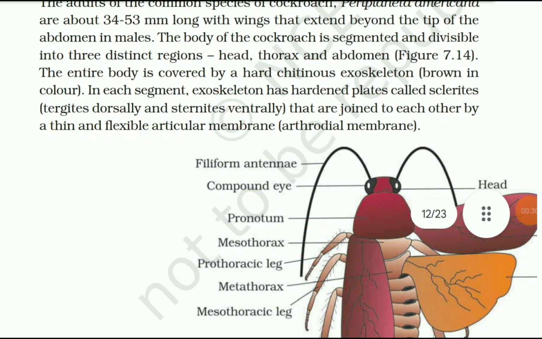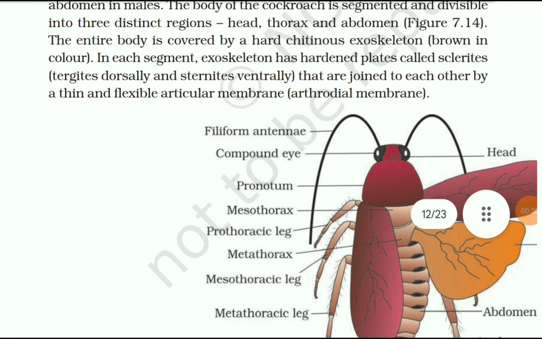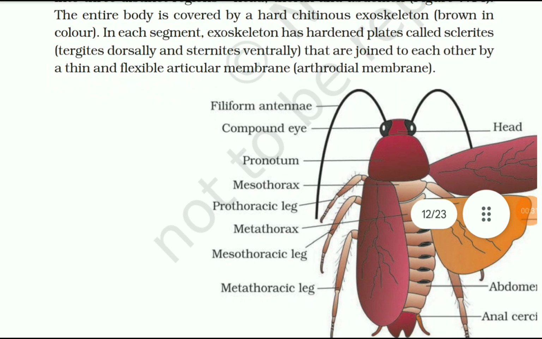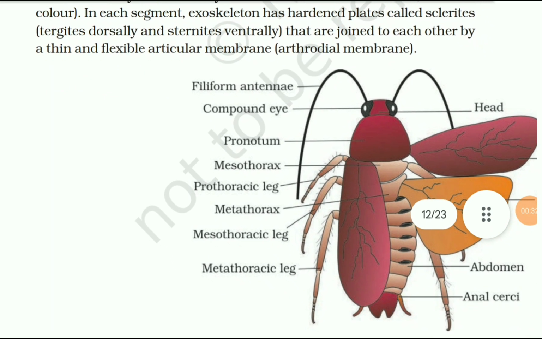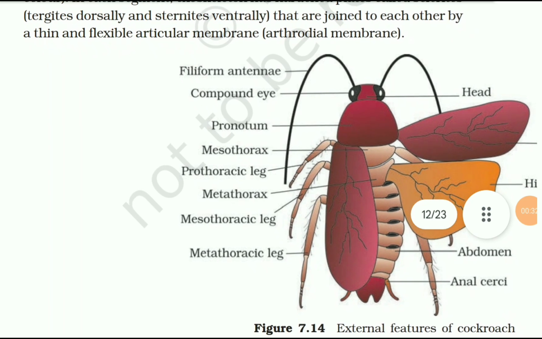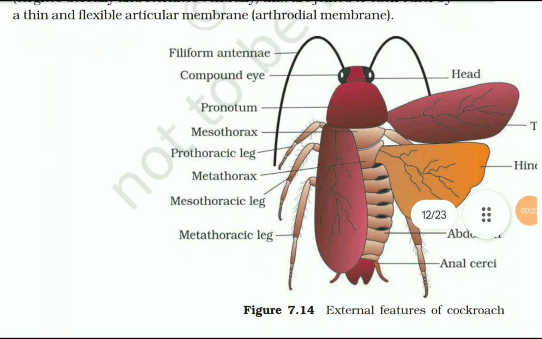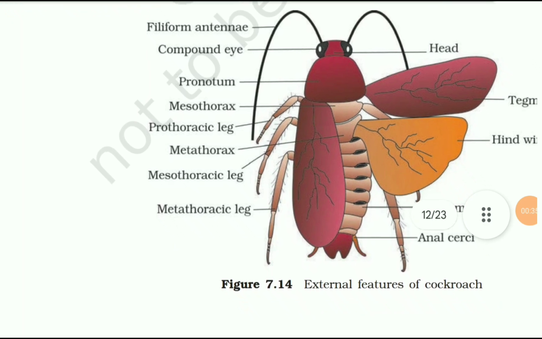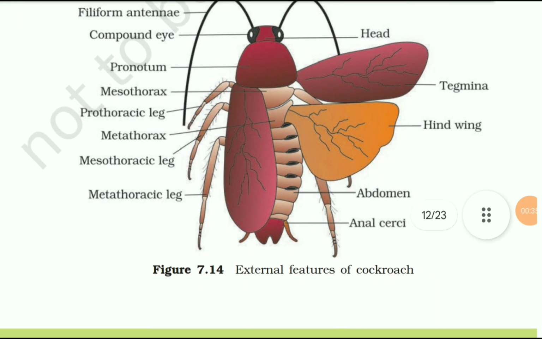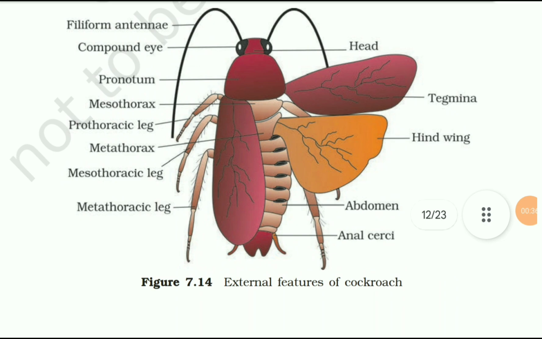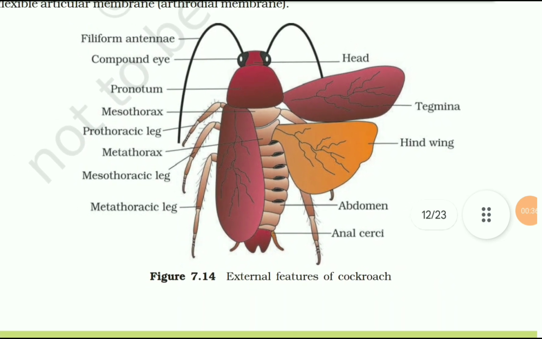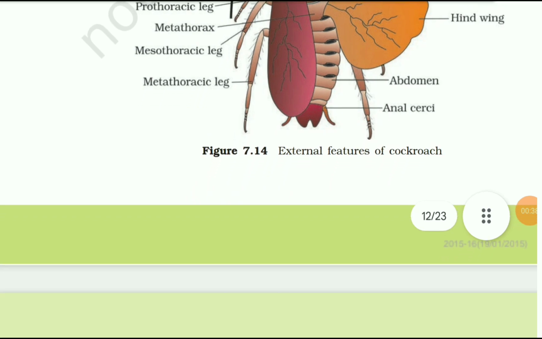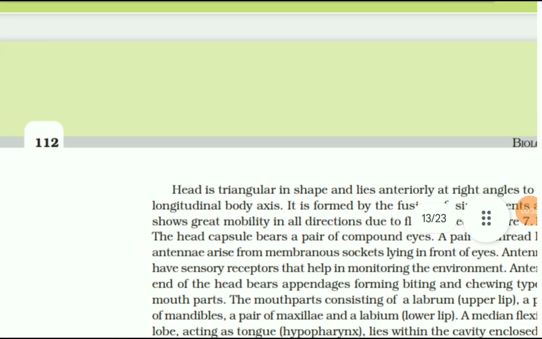with wings that extend beyond the tip of the abdomen in males, are about 34 to 53 mm, which you can remember by 3 followed by 4, means 3 4, after that comes 5. The first digit 3 repeats again, which you can remember as 3 4 5 3. Clear? mm long with wings that extend beyond the tip of the abdomen in males.